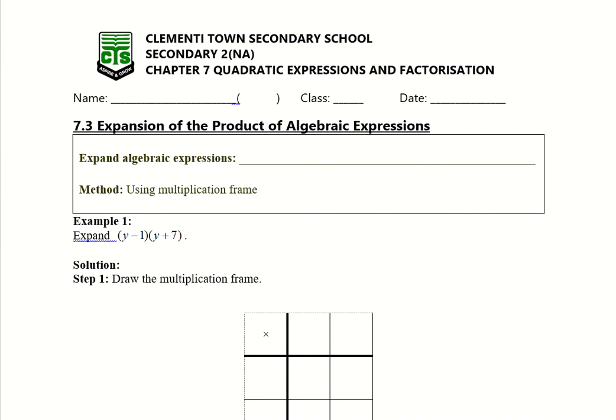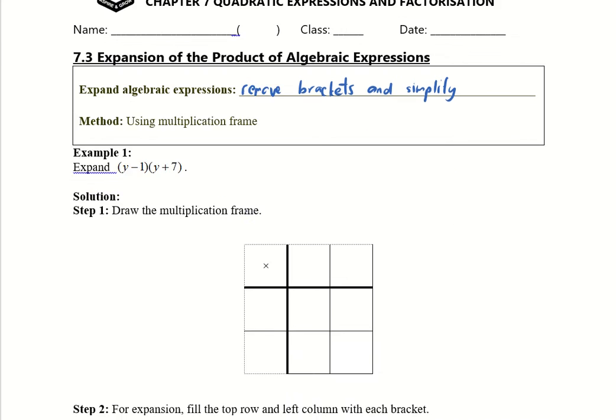Okay, first things first, what does it mean to expand an algebraic expression? Basically, it just means to remove brackets. Okay, remove brackets. So as long as you have removed brackets and then simplified by collecting all the like terms, then you would have expanded successfully. So let's take a look at the example that has been given in your worksheet itself.